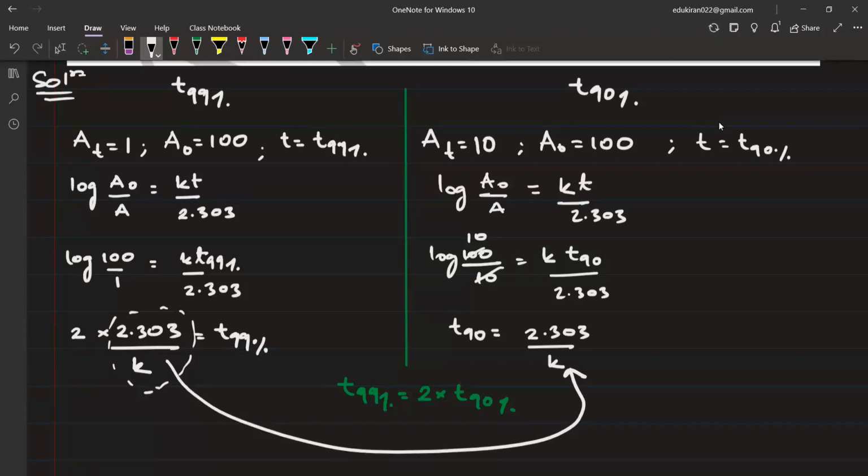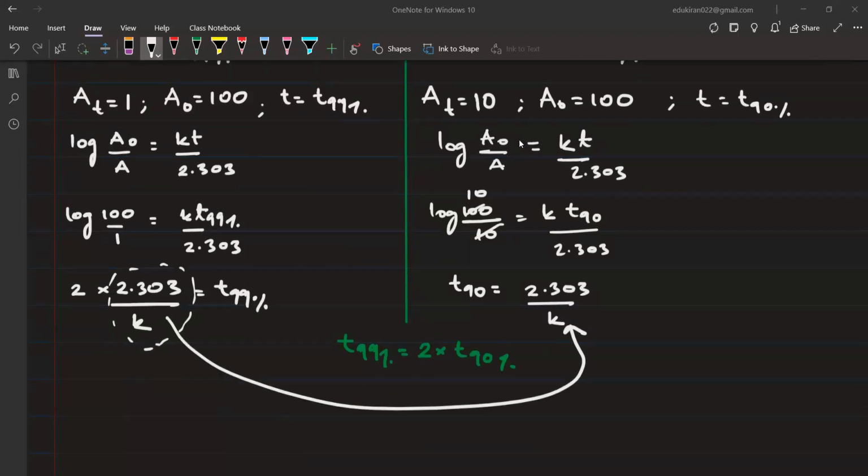Same है? हाँ या ना? बोलिए. हाँ जी guys. Same ना? 2.303 by K. Yes, sir. It is equal to T90%. Twice. So it is twice. Therefore, T99% will be equal to 2 times of T90. Copy this down. Let me know once you're done.